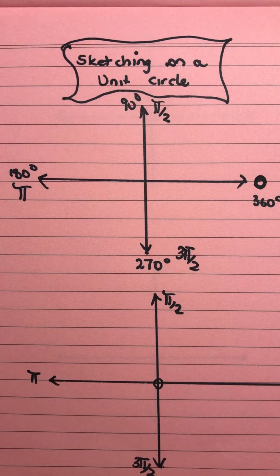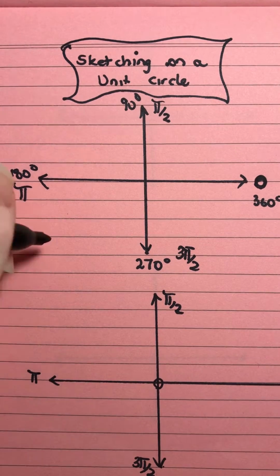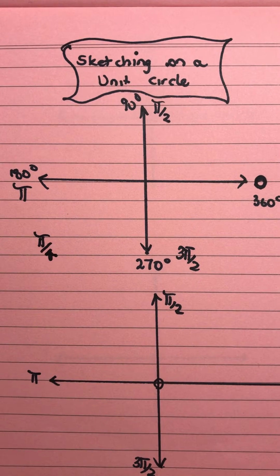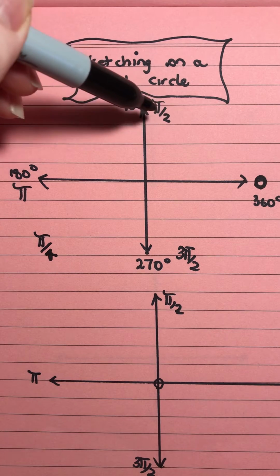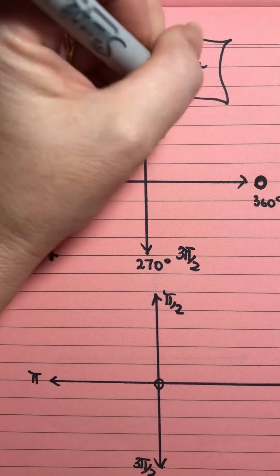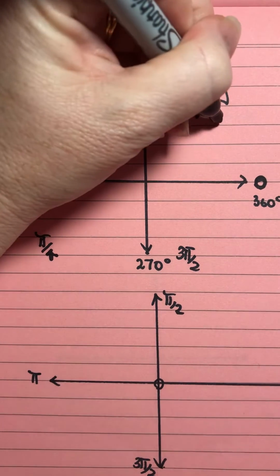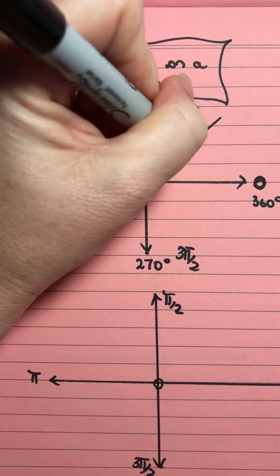So then if we are asked to put something on the unit circle like pi on 4, we need to know that if we've got pi on 2 up here, that is the same as 2 pi on 4. So then pi on 4 would be halfway between there.